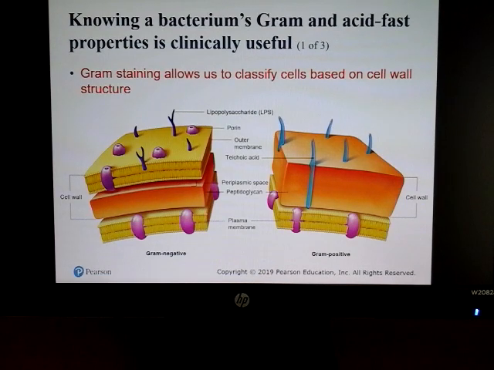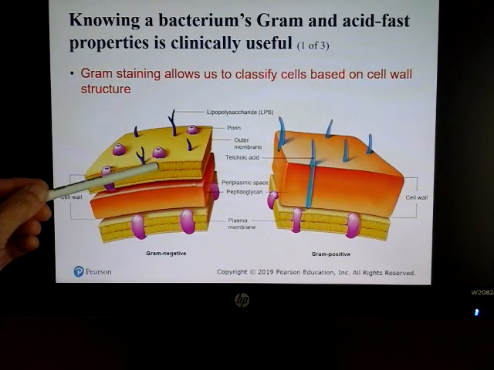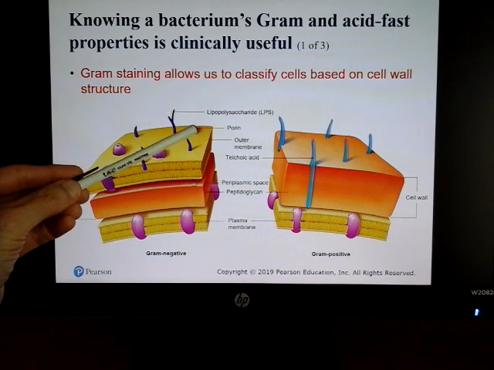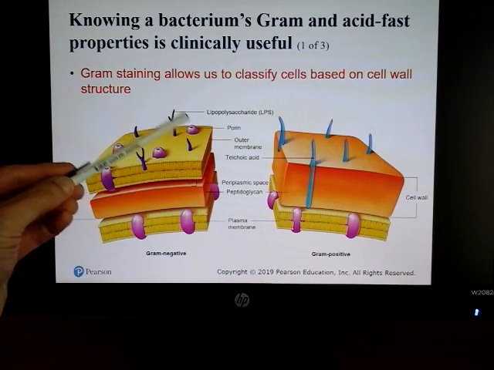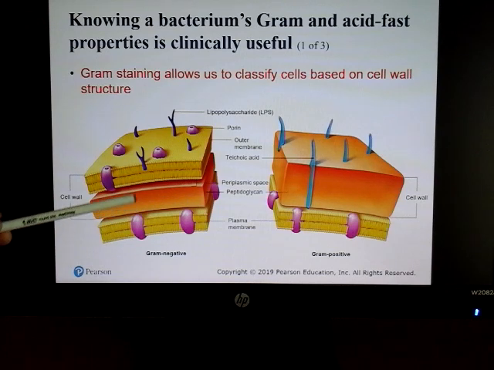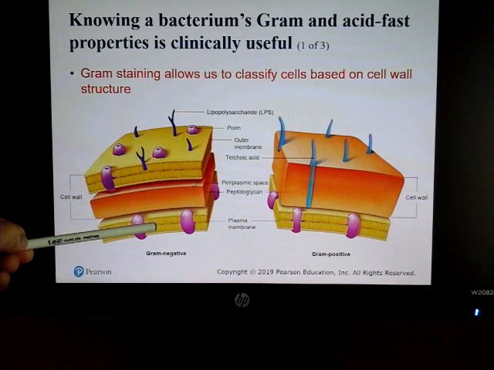For your exam, you're going to have to know the differences in the cell walls of gram-negative and gram-positive. Let's look at the gram-negative. The first thing to notice is there's an outer membrane. Also notice we have lipopolysaccharides and porins. As the semester goes on, we'll talk more about that, but that's the outer membrane. Then they have a thin peptidoglycan, and then they have the plasma membrane.